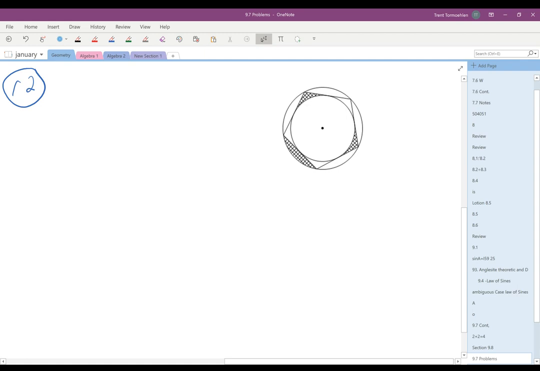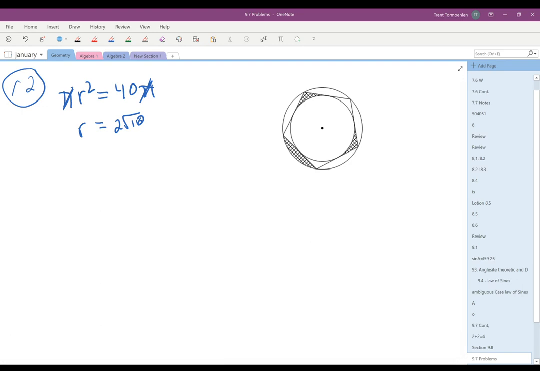Okay, so for this problem, you're given that the area of the inner circle is 40 pi. Because of that, we know the formula for a circle is pi r squared equals 40 pi. And so we can quickly find the radius of that inner circle. It's just the square root of 40, which is 2 root 10. So the radius of the smaller circle is 2 root 10.